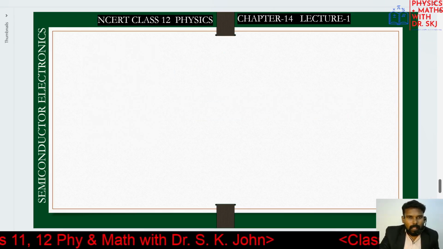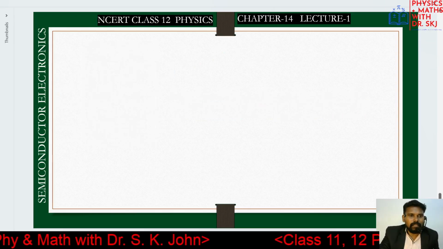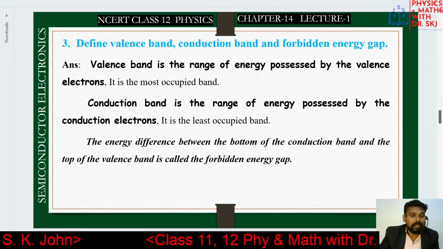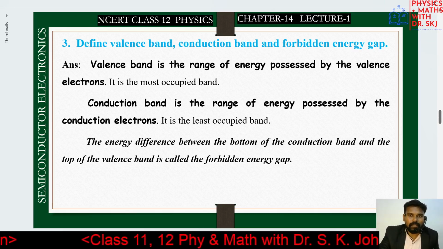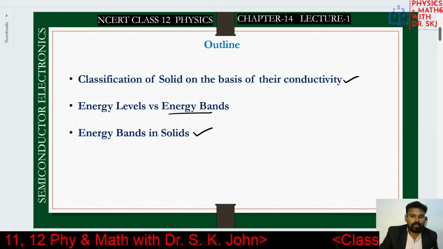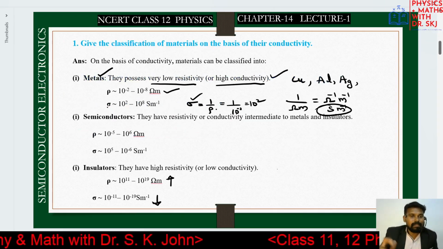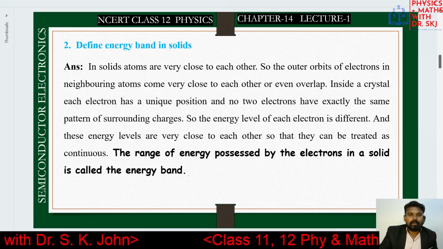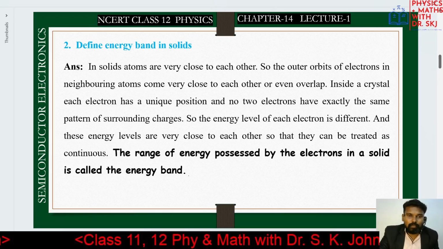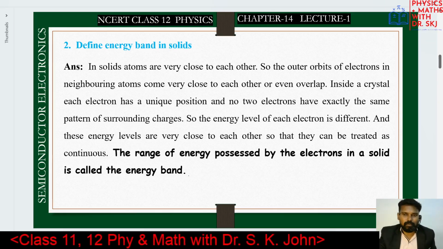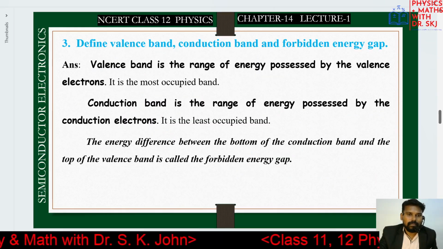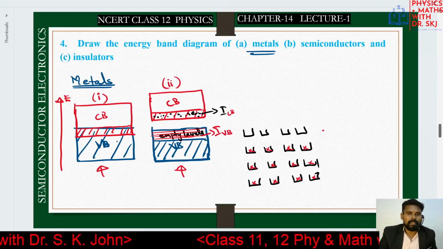This is about the energy diagrams and the concept of energy bands in solids. We studied that in the case of gases, or isolated atoms, there are energy levels, but in the case of solids, there are energy bands. The two main energy bands in solids are the valence band and the conduction band. We also studied how to draw the energy bands in different materials: metals, semiconductors, and insulators.